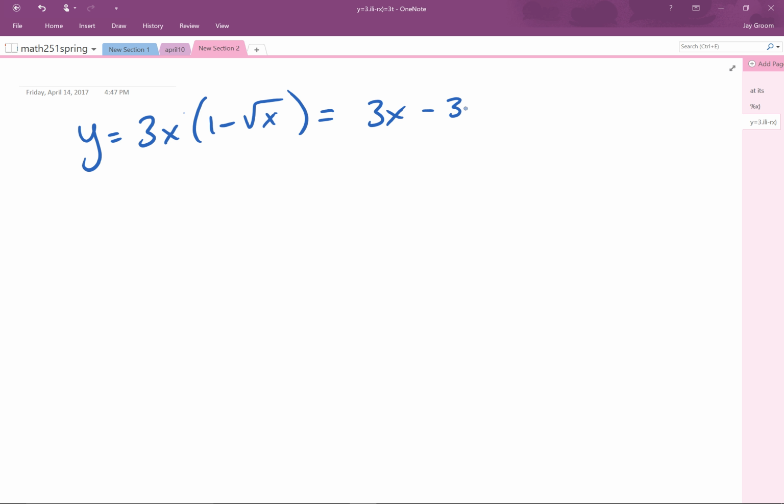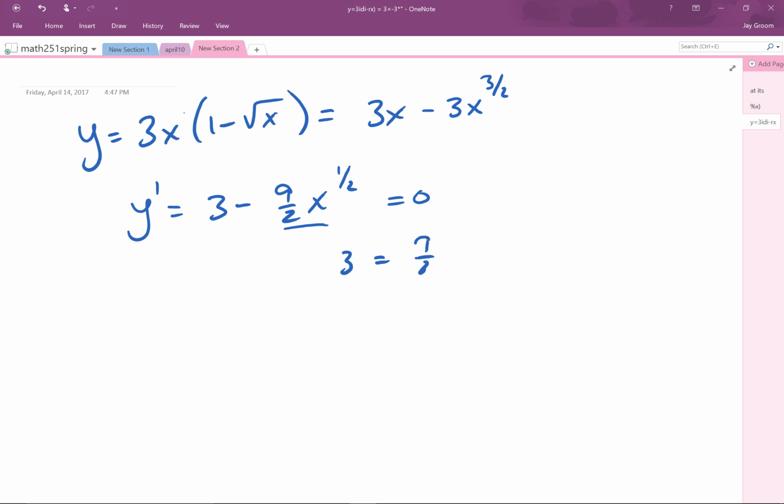And this is 3x to the 3 halves, I think. So if I want to take the derivative of that, it's going to be 3 minus 9 halves x to the 1 half. Right? And you're like, well, where does this baby equal 0? I don't know. So I'm going to add this mess to the other side. Multiply it over, I'm going to get 6/9.